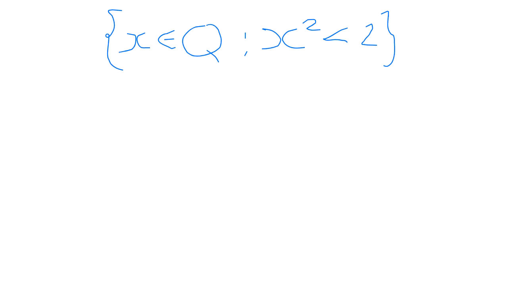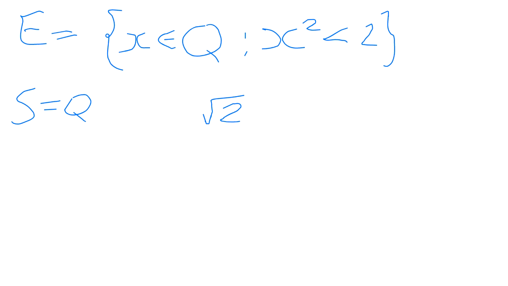Root 2 would have been the supremum if Q was not the main set. If the real numbers were the main set and E was the subset, then root 2 would have been the supremum, because all the numbers would have been less than root 2, as Anthony was saying, 1.414, whatever it is.